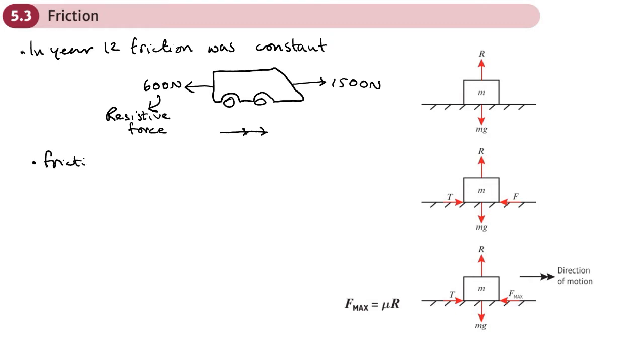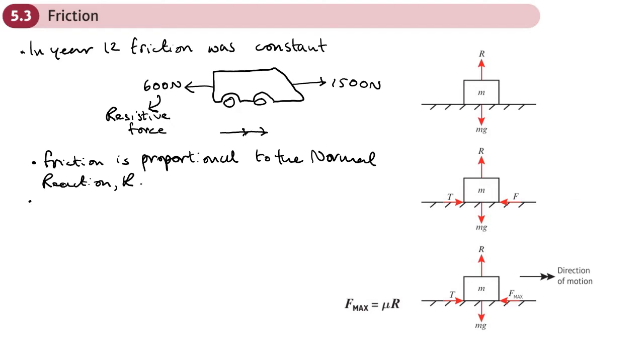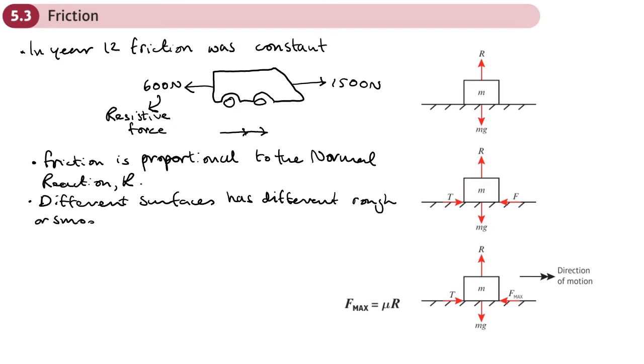In reality, however, friction is proportional to the normal reaction R. Okay, and also different surfaces have different roughness or smoothness. Yeah, you don't just get perfectly smooth surfaces or things which are completely rough.